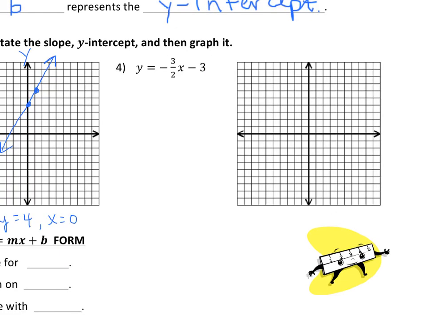Alright, on example 4, I want you to go ahead and try that yourself. Now notice that we have a negative slope. So just remember how many of those numbers are you going to make negative. So I want you to try this on your own. Press pause, try it on your own, and then when you're ready to check your answer, go ahead and press play again.